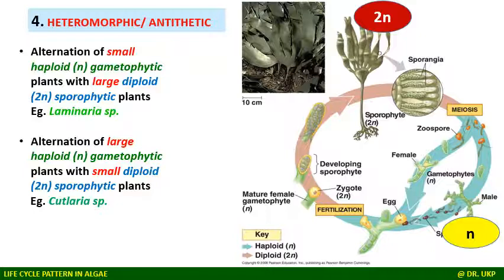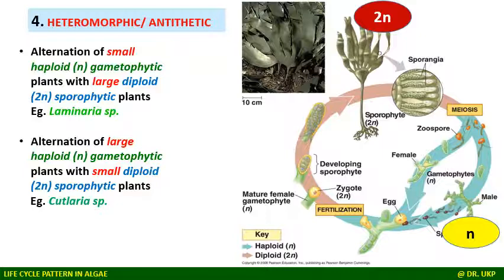Now come to the heteromorphic or antithetic. Why are we calling it heteromorphic? Because the sporophytic body and the gametophytic body are structurally and physiologically different. That's why we are calling these heteromorphic. In heteromorphic, two events can occur.